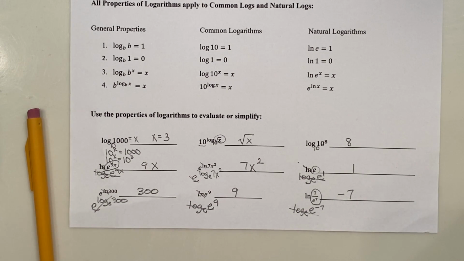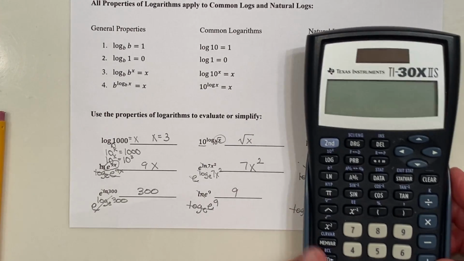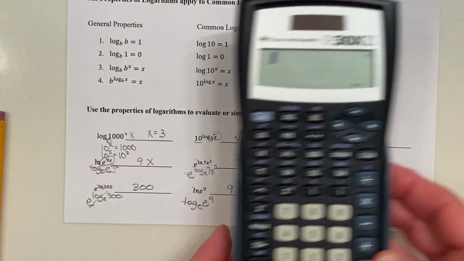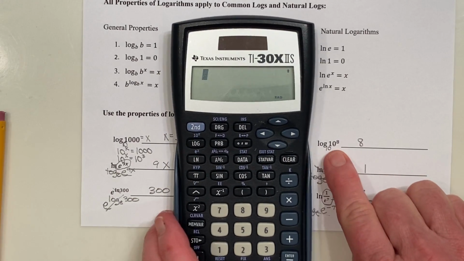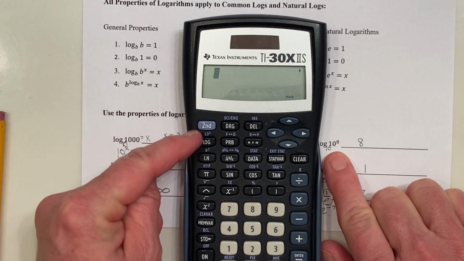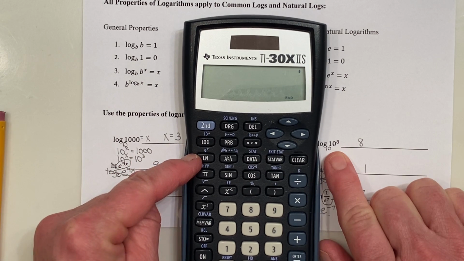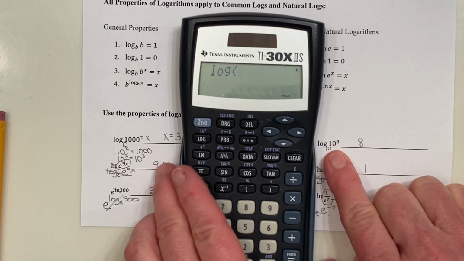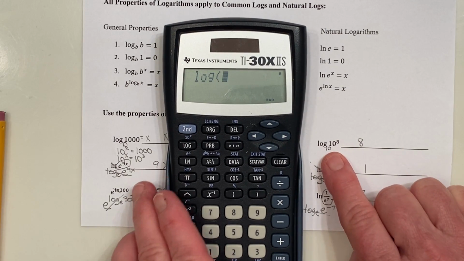Okay. On the calculator, all of these can be done. It's just a matter of finding the correct keystrokes. Okay, so if I wanted to take log of 10 raised to the 8th, your log key is right here, your ln key is right here. So if I wanted to do this problem, log, okay, let's see.